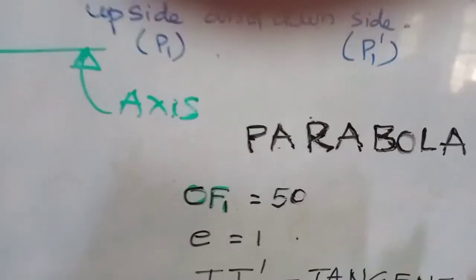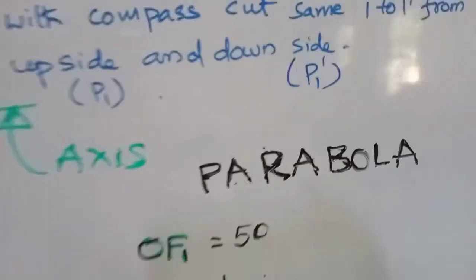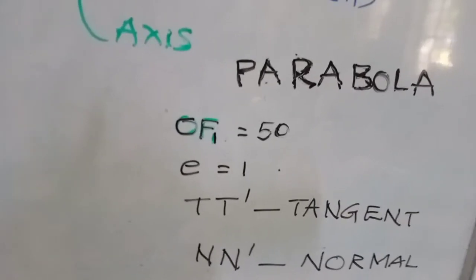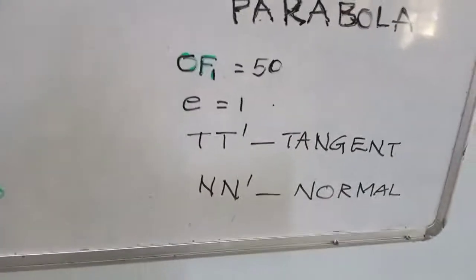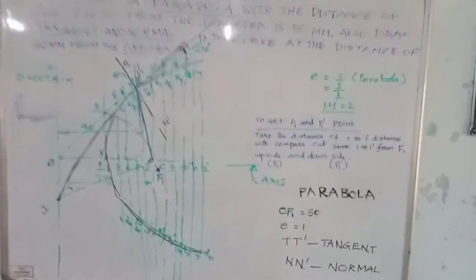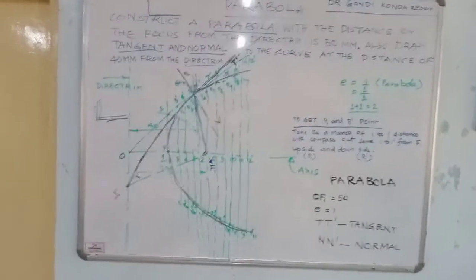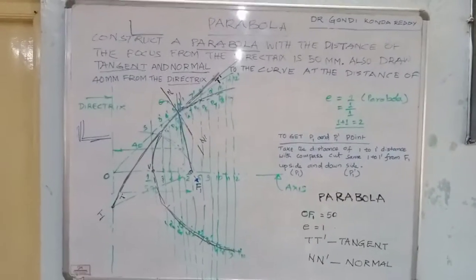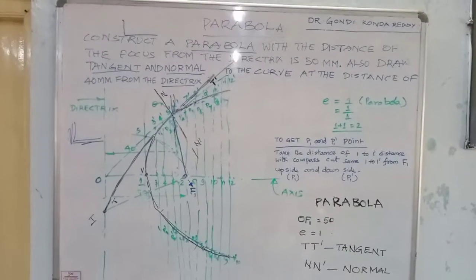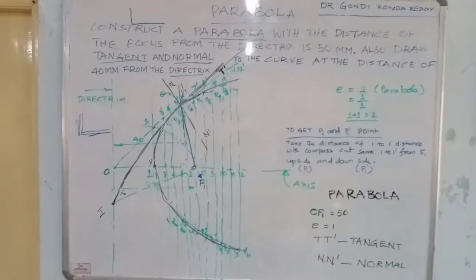So, after drawing this, we have to label all these points. This is parabola, write with 6 mm letters. Then OF1 distance is 50 mm, write at the bottom, all in 5, 6 mm letters. E, eccentricity, is equal to 1, T dash is tangent, N dash is normal. That's how it looks. So, I am showing from some distance, for some time, the entire diagram. Just draw it neatly. Try to complete it.